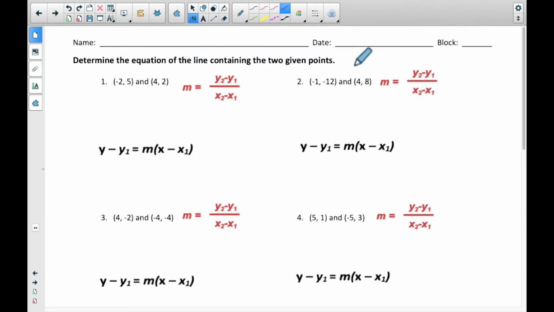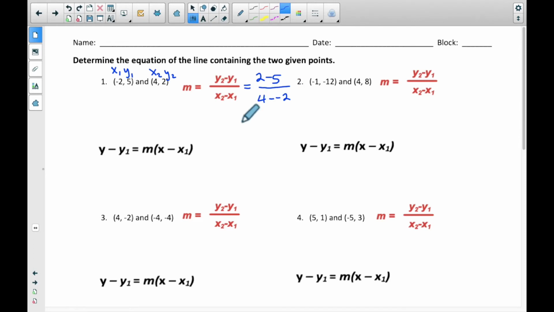Almost always, when we need a line, we need the slope. So we're going to use our slope formula. I might even back up a step and say that this is x1, y1, and this is x2, y2. And so if I plug it into my formula, I'm going to have 2 minus 5 over 4 minus -2.